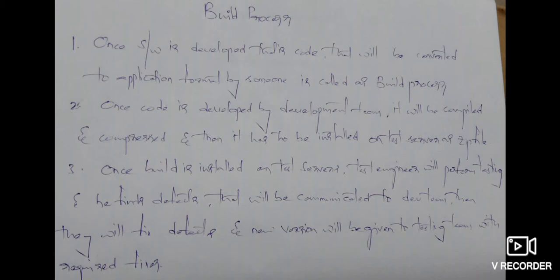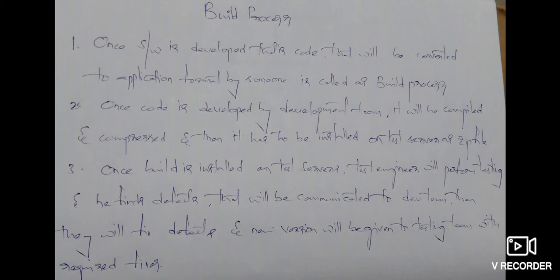Once test engineers perform testing on it, they will find defects, and those defects will be communicated to the developers, and they will fix them. Again, once it is fixed, they will give a new build. They will give new code, and for that code we have to compile again. Once compilation is done, we have to compress it again.